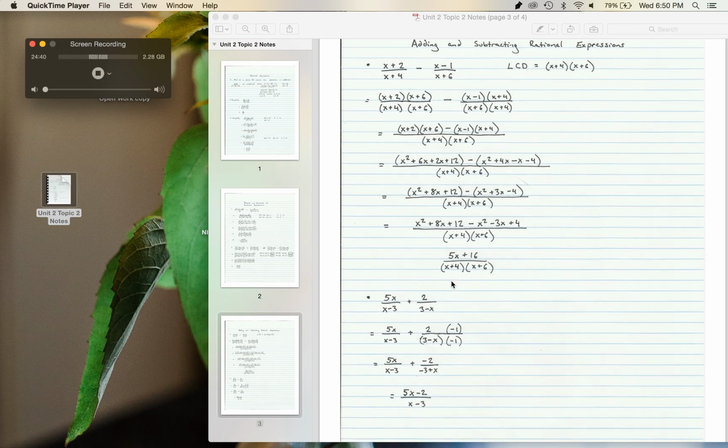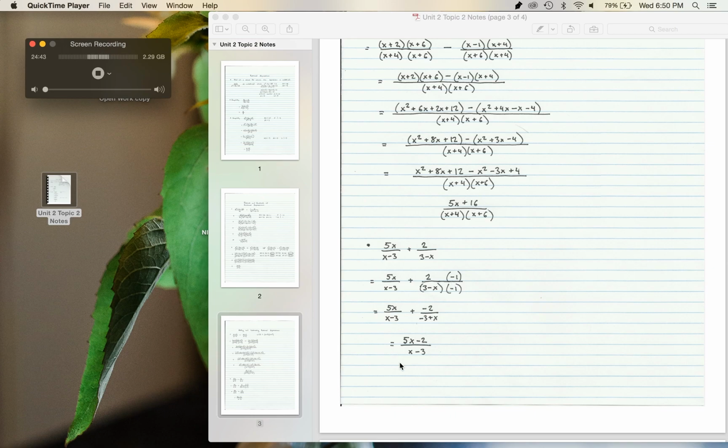Let's have a look at an example where we add some rational expressions like this one, 5x over x minus 3 plus 2 over 3 minus x. Once again, I need to create a common denominator, so I'm going to look for the lowest common denominator, or the least common denominator. And x minus 3 and 3 minus x, those are very similar. In fact, if I were to multiply this one by -1, this would be -3 plus x, which is essentially the same as this one. -3 plus x is the same as x minus 3.